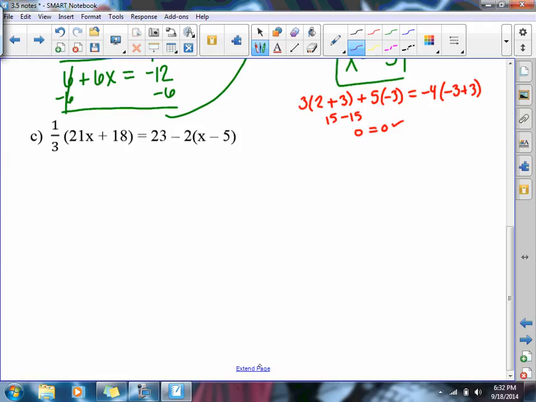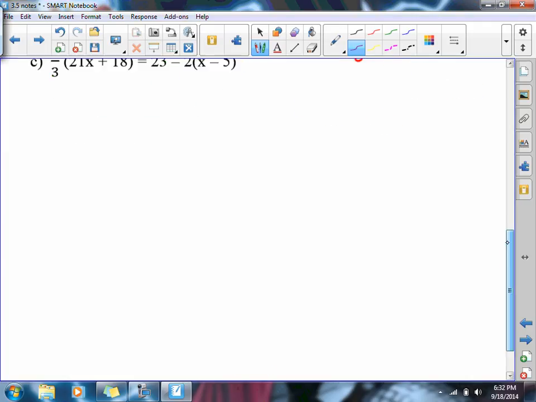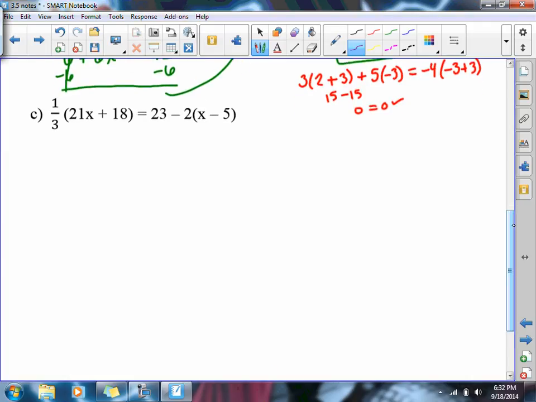Okay, now part C, don't be intimidated by that fraction, okay? This fraction is outside the parentheses. This 1/3 is outside the parentheses. And when we have something outside the parentheses, we want to see if we can distribute it. So let's look at the numbers we'd have to distribute it to. We'd have a 21x and an 18.